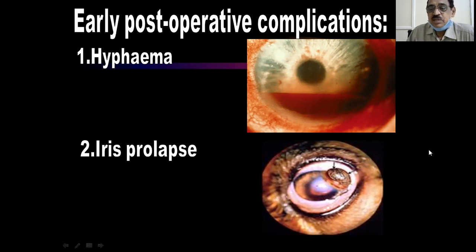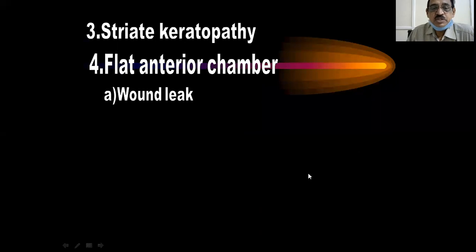So iris prolapse can also be given as a 2 marks question. And striate keratopathy is another thing which is commonly seen. It can be grade 1, grade 2, grade 3, grade 4. Grade 1 occurs and disappears in a span of 7 days or so. In grade 2 and 3, the intraocular structures, the iris and all these things, will be easily seen.